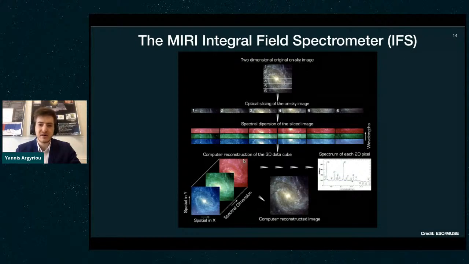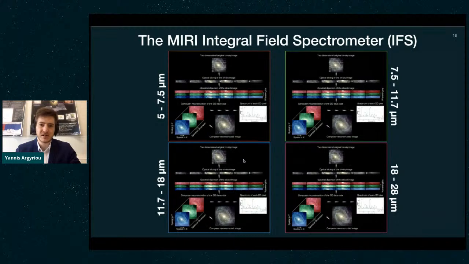Additionally, the extra perk is that we can get a 1D spectrum for each spaxel, or spatial position, in our image. MIRI specifically will be using 4 of these integral field units, and each one of these field units will cover a different wavelength range, as I denote here on the side.